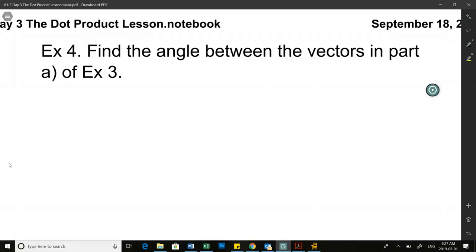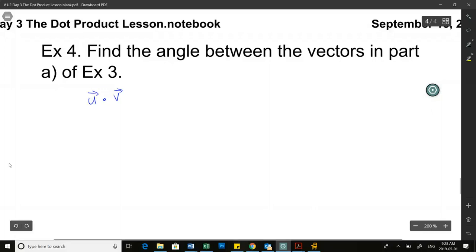Okay, so we are tasked with finding the angle between the vectors in part A of example 3. So we found u dot v in part A of example 3. If I'm going to find an angle between vectors, I can only get the angle from one of my formulas. The only formula that has an angle between vectors is the geometric dot product. So the Cartesian dot product and the geometric dot product can work together to help us find different things if we need them.